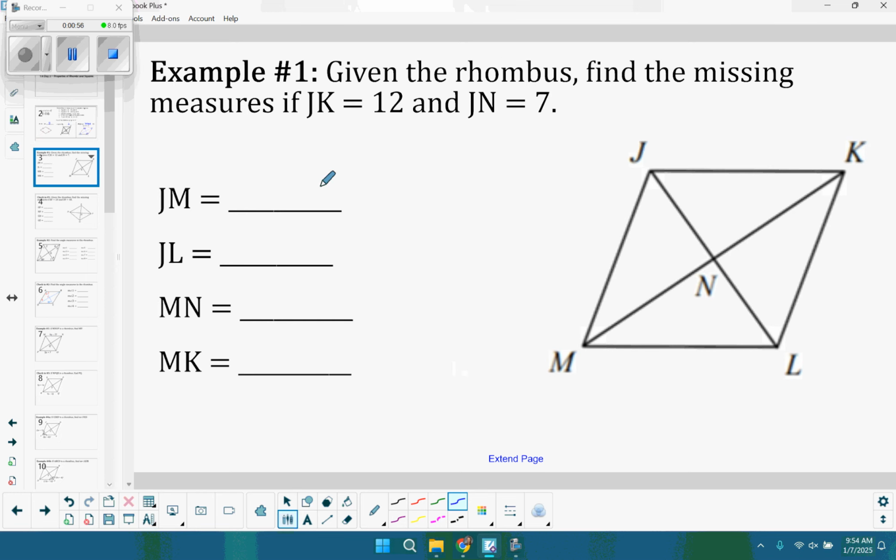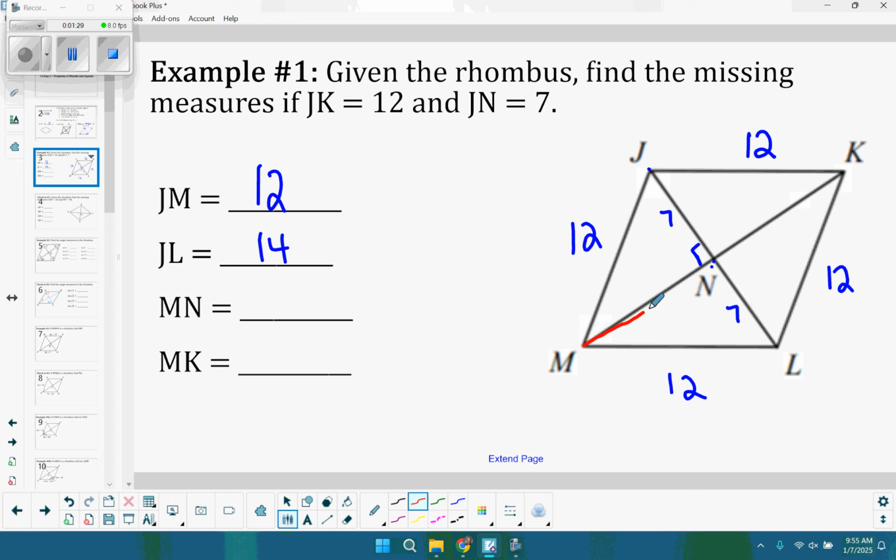So in example 1, we know that the length of JK is 12, which means every side is 12. We know that JN is 7, which means NL is also 7. But what we don't know is anything about MK. We do know that we made right angles when I intersected the diagonals. So JM is 12. JL is 7 and 7, that's 14. MN, all right, here's our first case where we don't know MN.